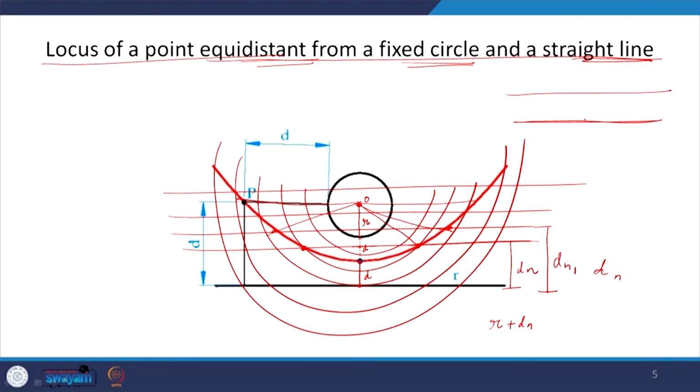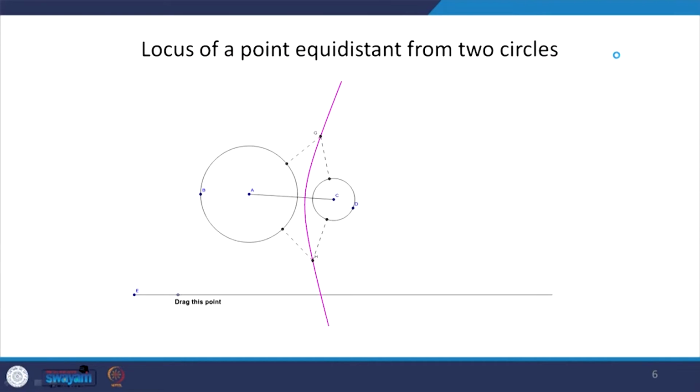In case this line is a curve, it is not a straight line, in that case the locus of a point which is equidistant from this curve will be a concentric curve having the same center. These two are basics which we have to remember, and then with the help of these, by drawing concentric circles or parallel lines, we should be able to achieve any given condition which is incorporating some given distance from a fixed circle and a fixed straight line.